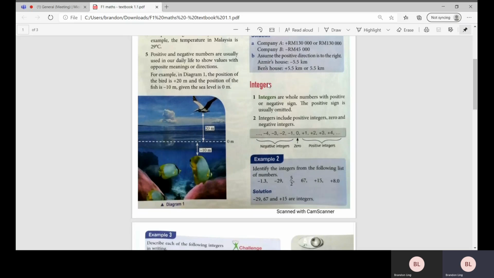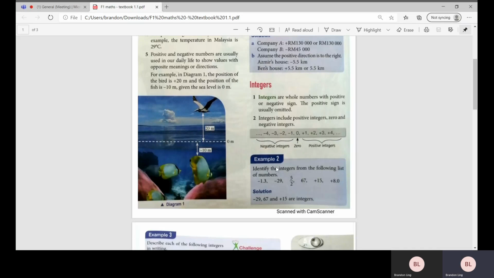Now we move on to the integer part. Integers are whole numbers with positive or negative sign. If you can see this number line here, at the middle we have the 0. On your right we have the +1, +2, +3, and +4, whereas on your left side you have the -1, -2, -3, and -4. All these numbers are what we call integers. So integers include negative, positive, and also the 0 value.